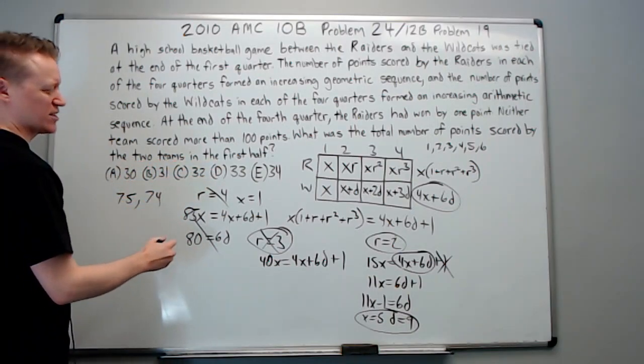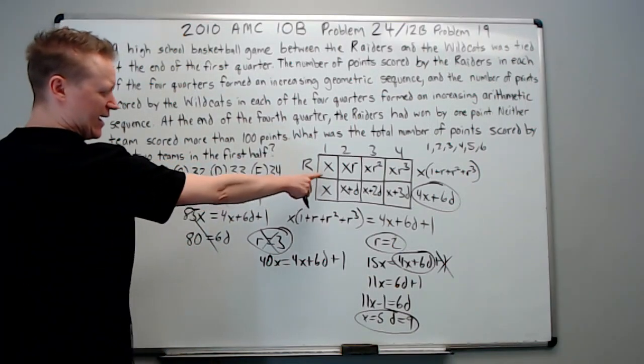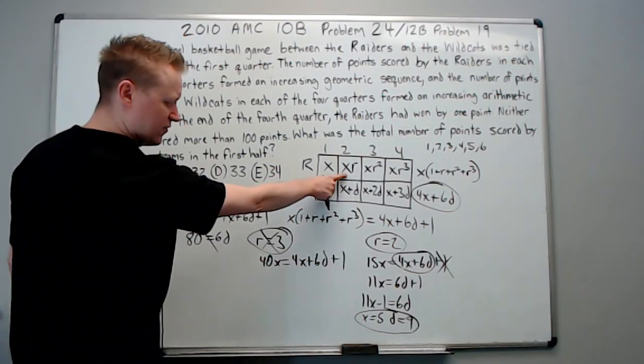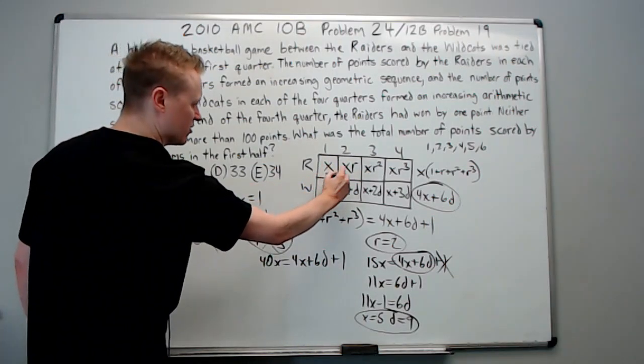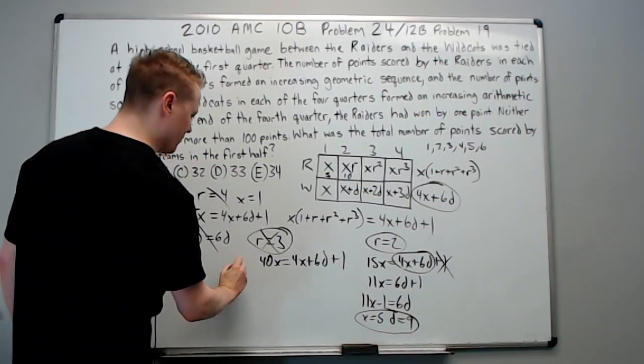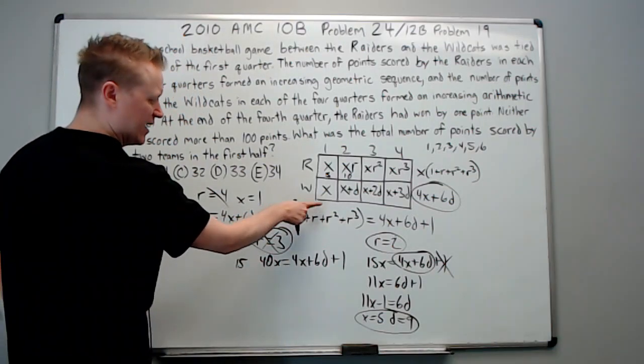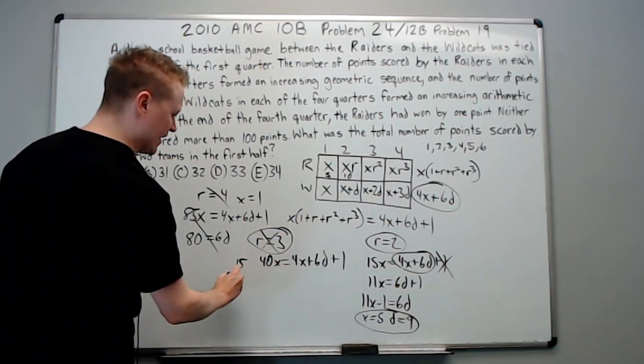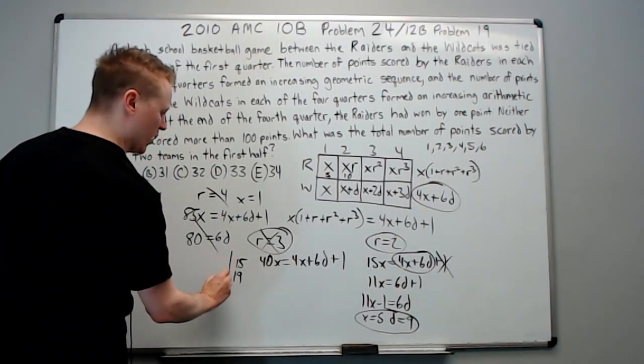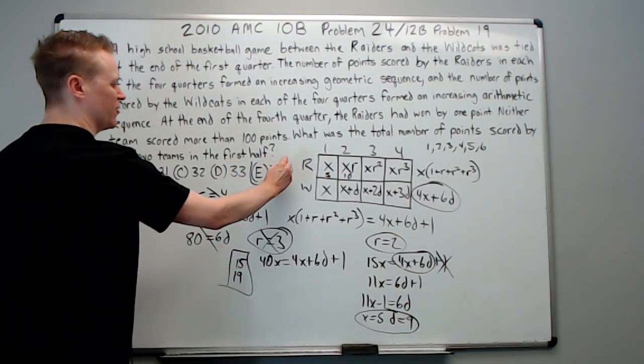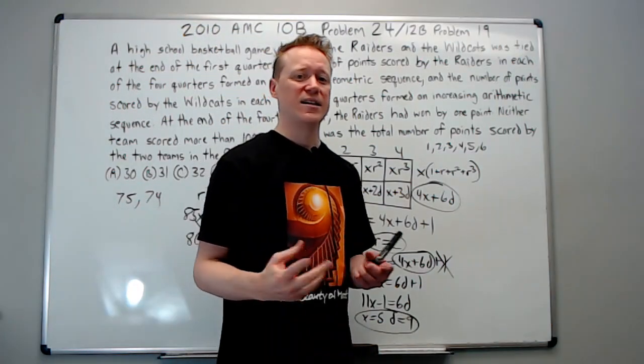If I plug in x here, x is 5. 5 times 2 is 10. So this is 5 plus 10. It would have been 15 points for the Raiders. And 5 and 14 is 19 points for the Wildcats. Add those up, get 34. That's the answer. See you in the next one.